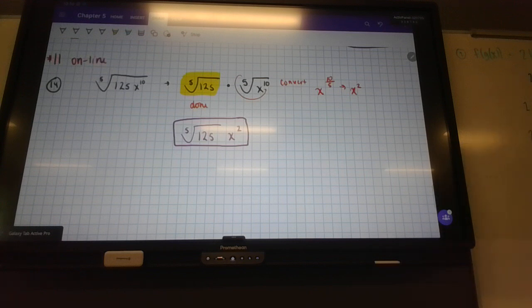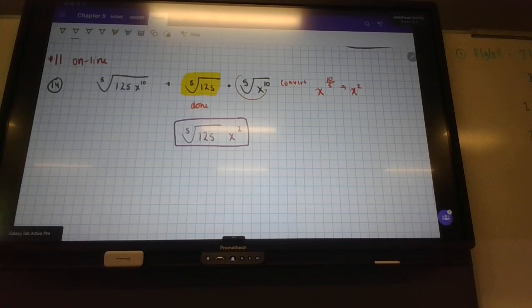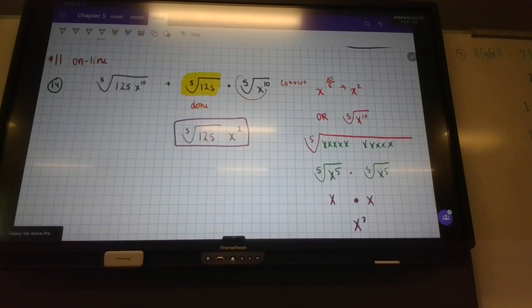Another way to think about the fifth root of x to the 10th is to write out 10 x's. Since it's a fifth root, you put them in groups of 5. So it's the fifth root of x to the 5th, and that will also lead you to that conclusion of x squared. But seeing the fraction, I think, is best.